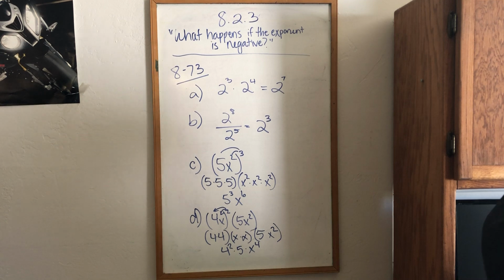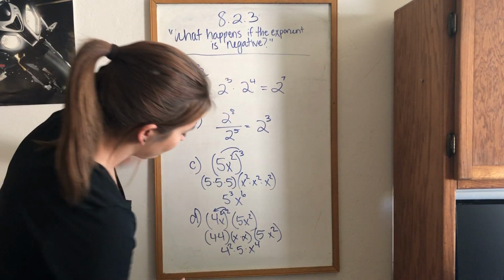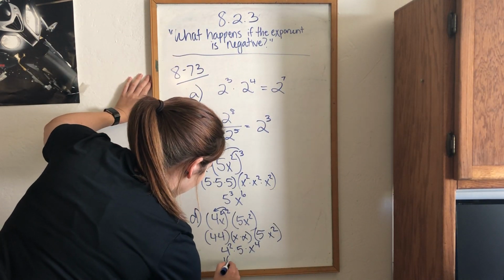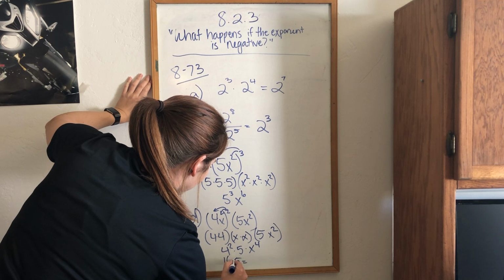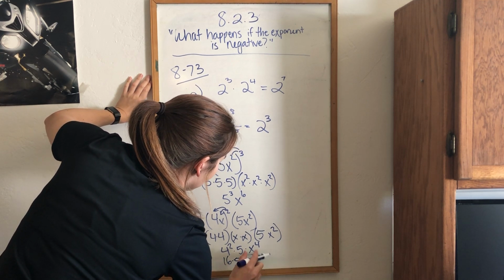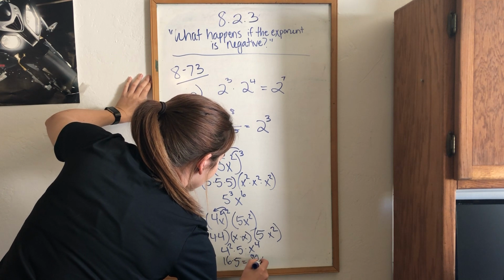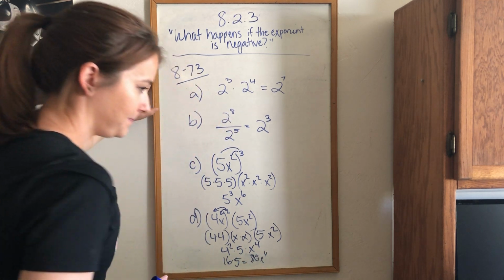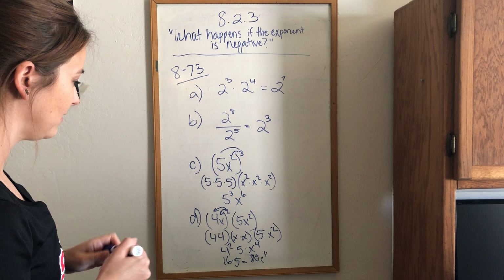Yep. And if you wanted to simplify it even further, you could do 4 to the second power, which is 16 times 5, which is 80, sorry. 80x to the fourth. If you wanted to simplify it even further.